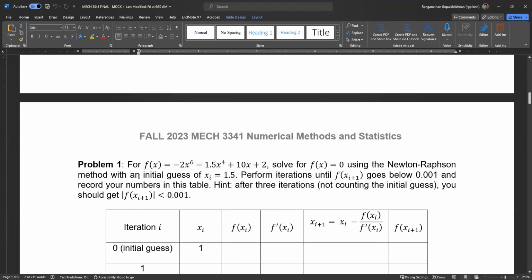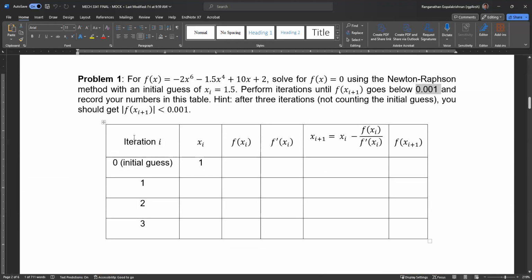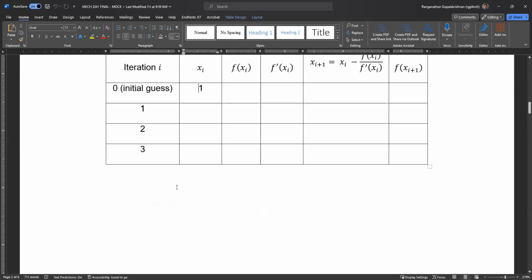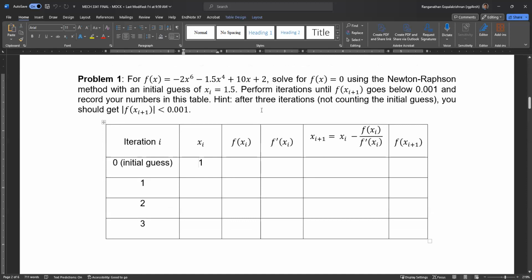And in this sample problem here, I've given f of x equal to this function. Solve for f of x using the Newton-Raphson method with this initial guess. Perform iterations until the value of the function goes below 0.001 and fill out this table. Essentially, your final response is this table. But of course, the work also has to be shown, how you got these numbers. You can't just directly fill this table. You have to say how, or go through the steps. Okay, so let's do this together.